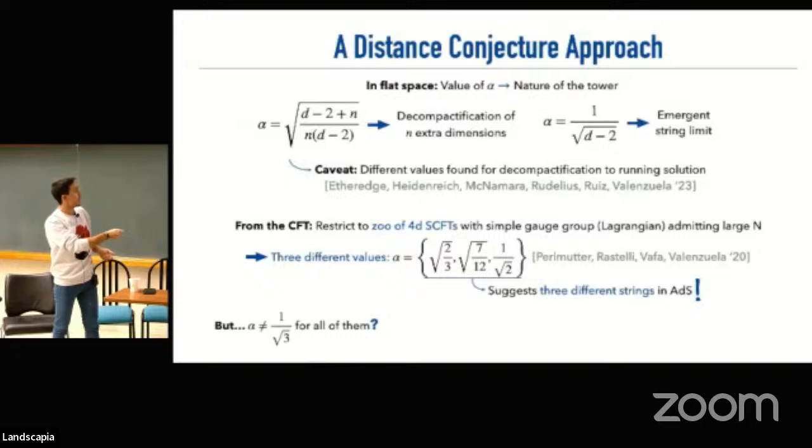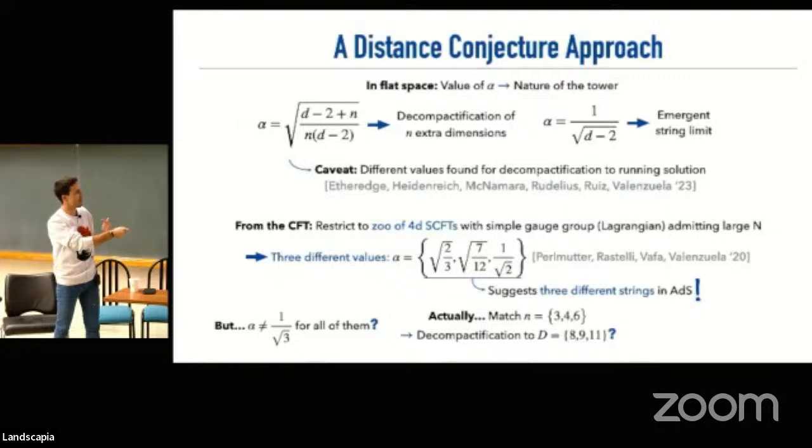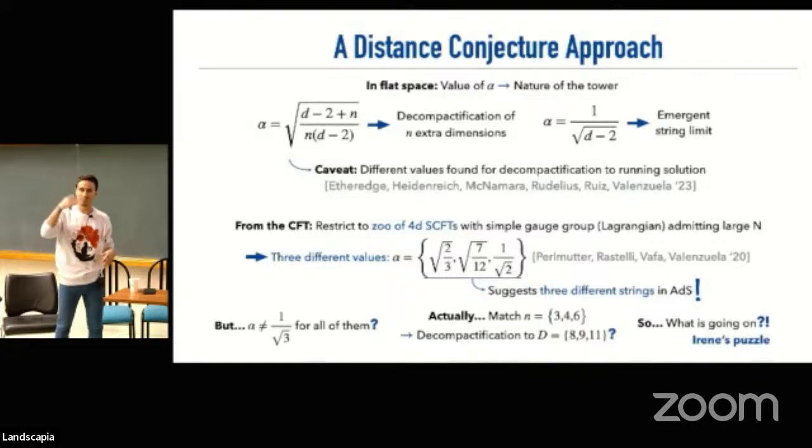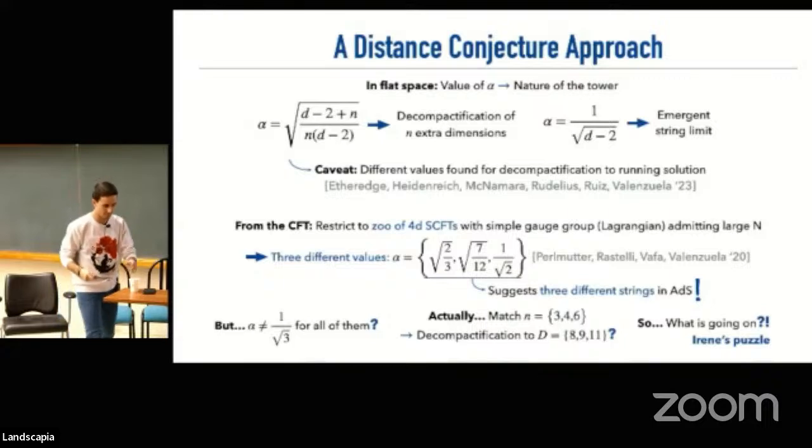So you could say, okay, this is suggesting 3 different strings, but I have a problem: none of them have the 1 over the square root of 3 that I would expect here. Actually, if you play the game of trying to match these equations, you will find that they match this one with n equals 3, 4, and 6. So the compactification to 8, 9, and the dimension. So what's going on? What is going on is that we just found Miguel's puzzle, because he already pointed it out in the talk in Not From Landia, in Madrid.